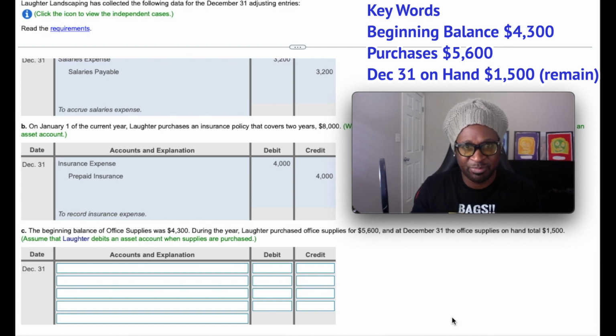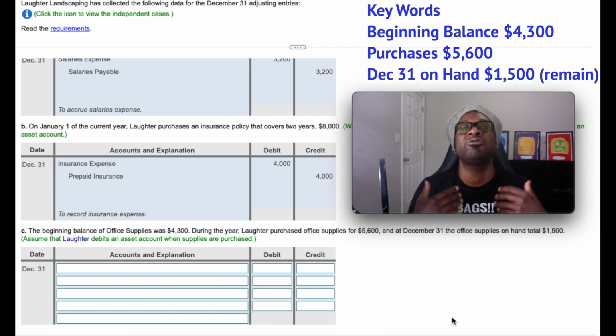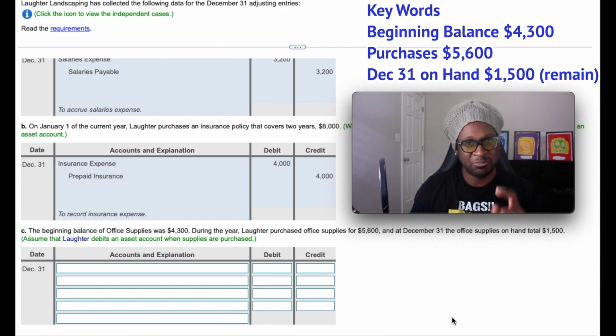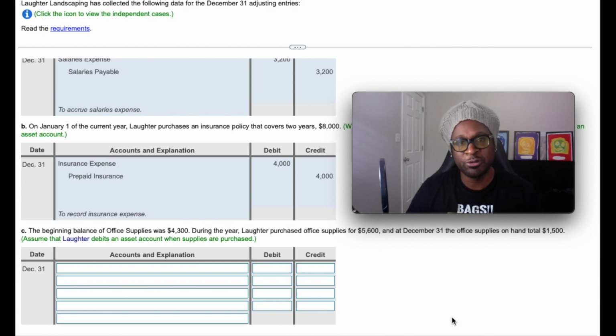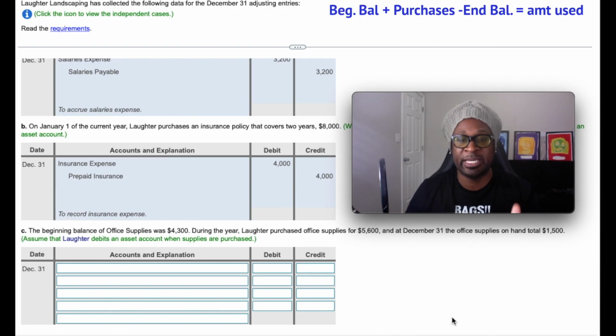So just like prepaids, we know office supplies must be adjusted based on the amount used up, which means that's what we have to calculate. We have to find out how much, based on what we started out with versus what we have left, we've used up. So we could use a formula. We're going to take the beginning balance plus the purchases and subtract the ending balance, the amount that we have on hand, and that will totally give us the correct amount.